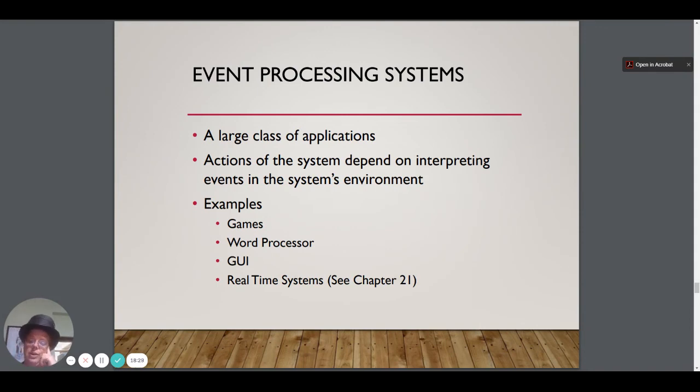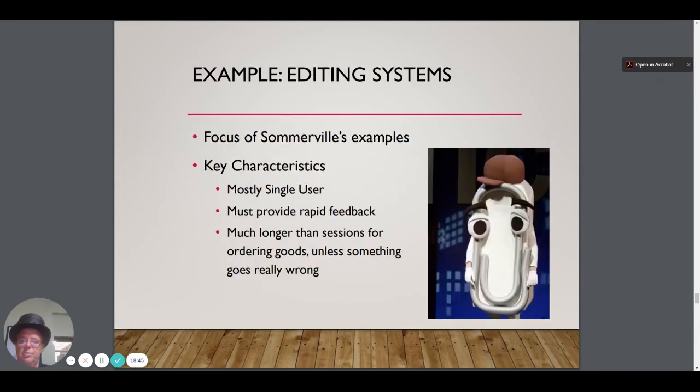General challenges with these are that the timing of events is somewhat unpredictable, and the system needs to cope with them when they occur rather than queuing them. I mean, there is some queuing that's necessary if you do two actions at once, but you need to process those rather quickly. An example of these are editing systems, and these are the focus of Somerville's examples, although games are certainly an application of this type of architecture.